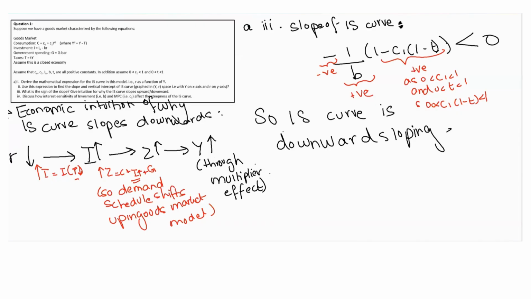So this was part three. Now part four tells us to determine how the slope of the IS curve depends upon B, how sensitive investment is to the interest rate, and on C1, which represents our MPC. Before we do this, we need to look at what we mean when we say the IS curve is steep versus the IS curve is flat.